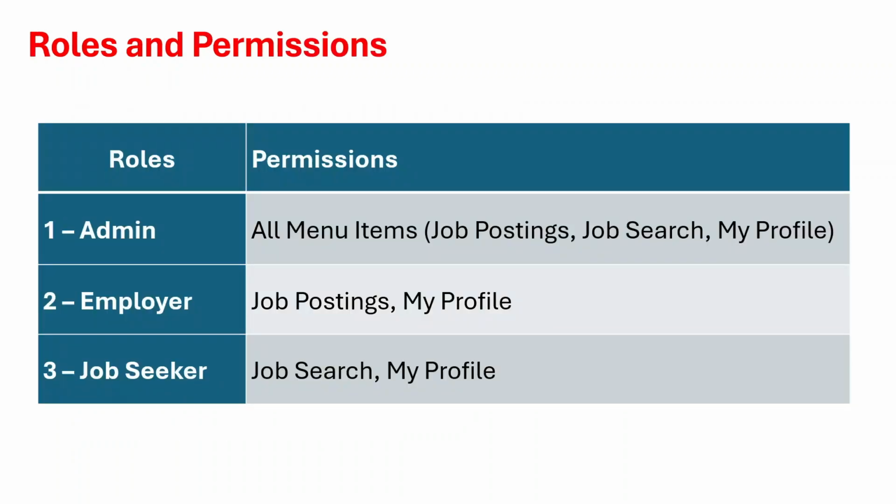The table shows the roles and permissions. There are three roles. One is admin, two employer, and three job seeker. Admin can have access to all the menu items: job posting, job search, and my profile. Employer can access only job posting and my profile. Job seeker can access only job search and my profile. So based on these roles and permissions, we are going to implement role-based access control in our job portal project.